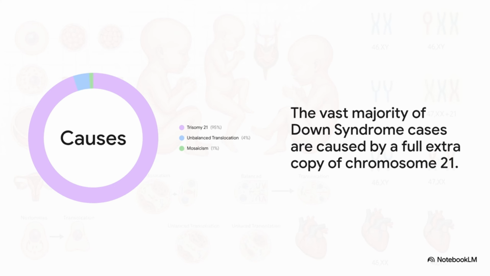So you might be wondering, how does this actually happen? Well, this chart breaks it down perfectly. The vast majority of the time, we're talking 95% of cases, it's due to a full trisomy 21. This is usually caused by something called meiotic non-disjunction, an error where chromosomes just fail to separate correctly when an egg or sperm is being formed. Now, a much smaller slice of the pie, about 4%, is due to something called an unbalanced translocation, where a piece of chromosome 21 breaks off and attaches to another chromosome. And then you have just 1% resulting from mosaicism, which is where the error happens after fertilization, leading to a mix of normal and affected cells in the body.